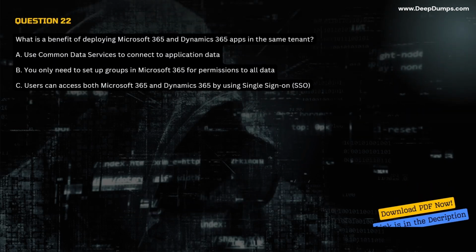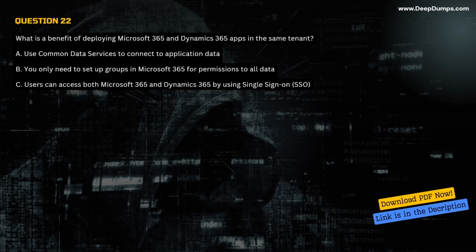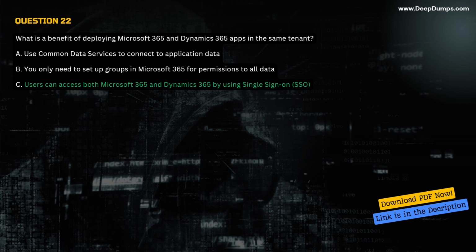Question 22. What is a benefit of deploying Microsoft 365 and Dynamics 365 apps in the same tenant? A. Use common data services to connect to application data. B. You only need to set up groups in Microsoft 365 for permissions to all data. C. Users can access both Microsoft 365 and Dynamics 365 by using single sign-on (SSO). Correct answer C. Users can access both Microsoft 365 and Dynamics 365 by using single sign-on (SSO).